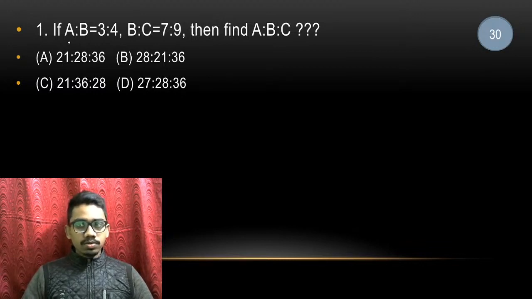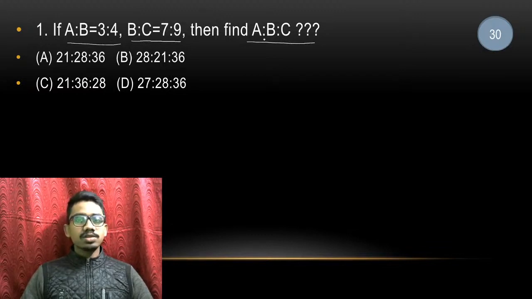A ratio B equals 3 ratio 4. B ratio C equals 7 ratio 9. Then find A ratio B ratio C. This is the first question of today's class. A ratio B is given here, that is 3 ratio 4. B ratio C is 7 ratio 9. You have to find the correct answer to this question.